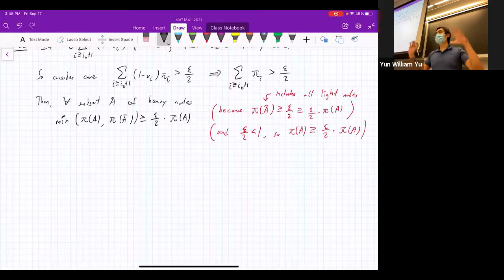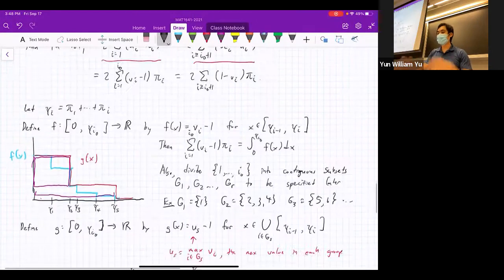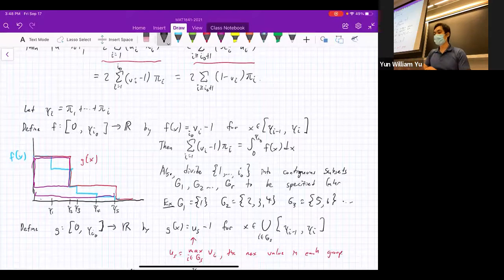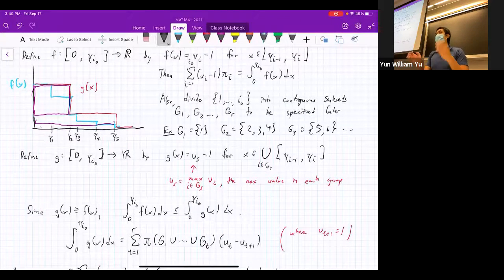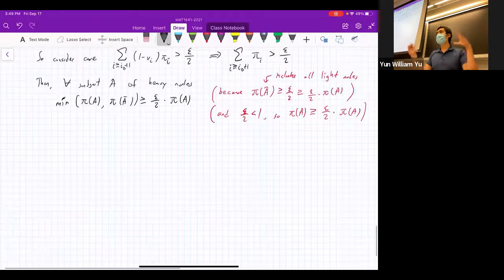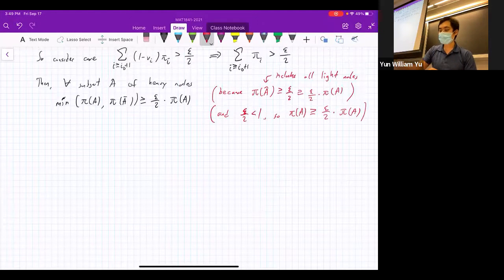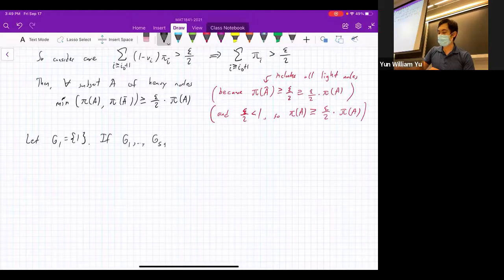Okay, so now that we've done that, this is the setup. What we're trying to do is bound the mass underneath this function g(x). But of course, in order to do that, we need to define what our sets G_1 through G_r are, and that's what we're going to do now. Because we know what we're trying to do, we're trying to bound that mass, so let's now define G_1 through G_r. Let G_1 just be the set with one element, just one. And we're going to define it recursively, so we start with just a single item. If the first s minus 1 have already been defined, then we're going to define the next one.